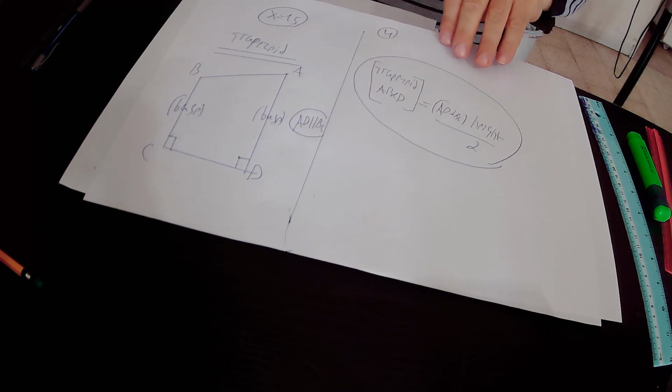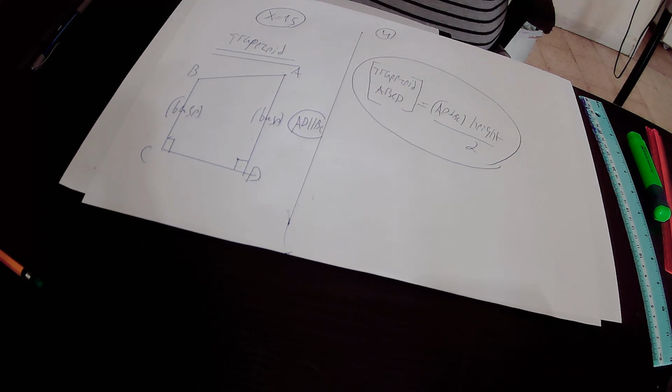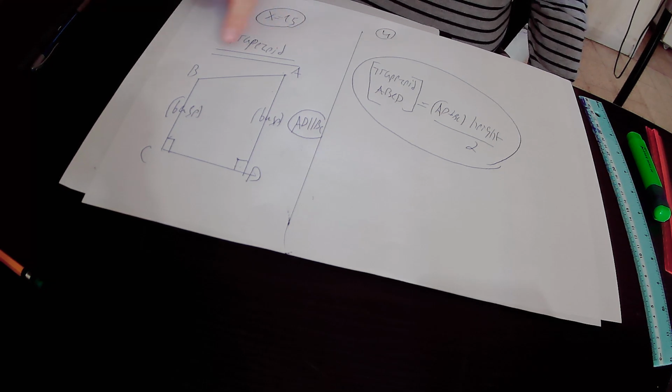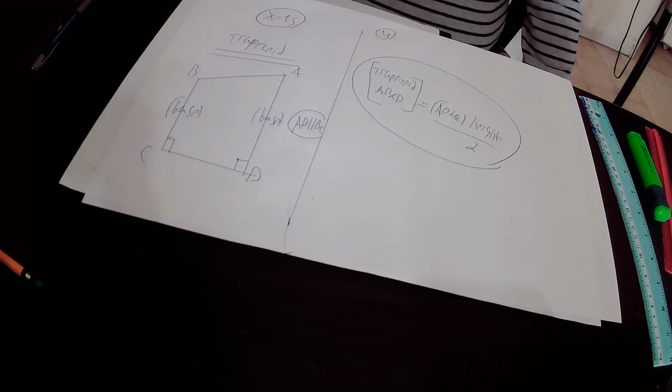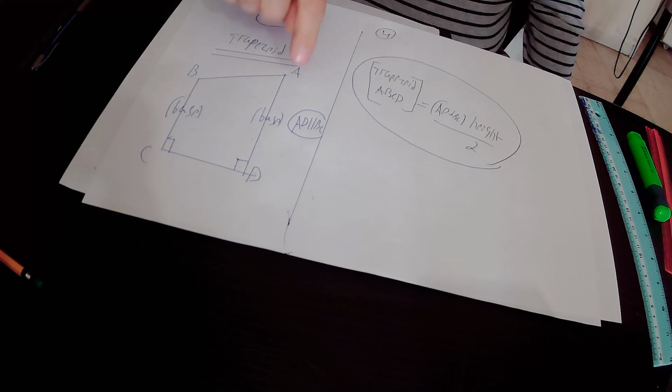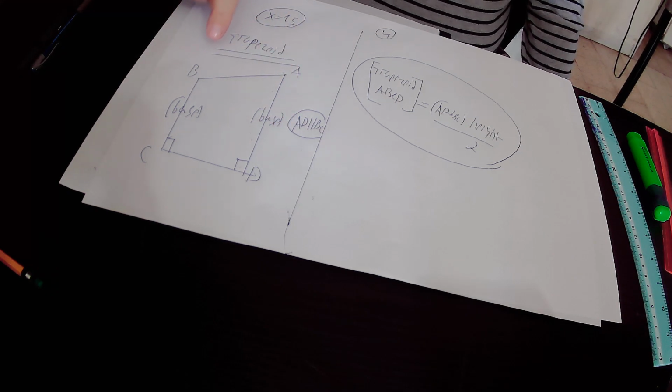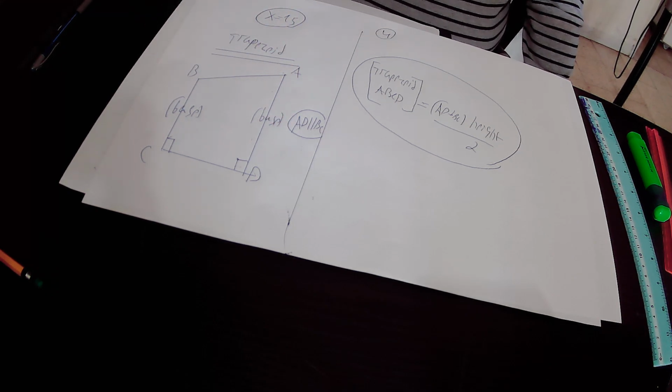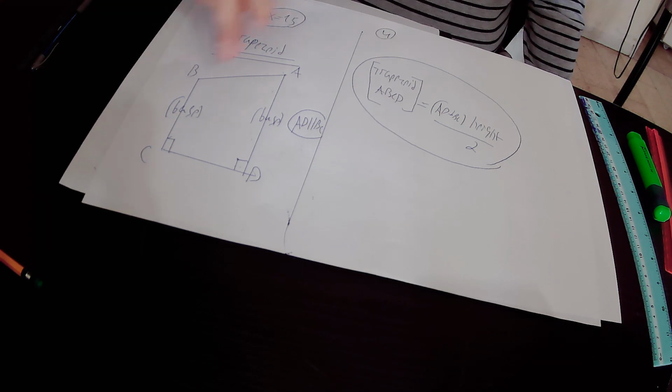In the next step, I presented to you the formula for the area of any trapezoid. Quadrilateral ABCD is a trapezoid. Why is quadrilateral ABCD a trapezoid? Because side AD is parallel to the opposite side BC. And the definition of a trapezoid is a quadrilateral with one pair of parallel sides. Therefore, quadrilateral ABCD is a trapezoid.